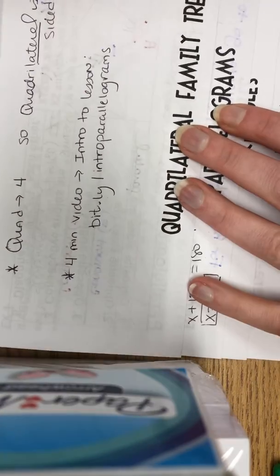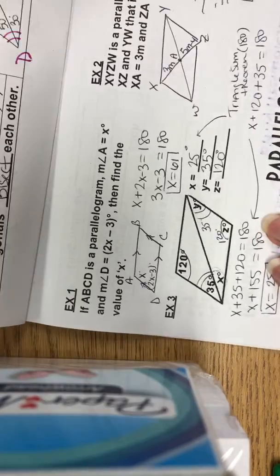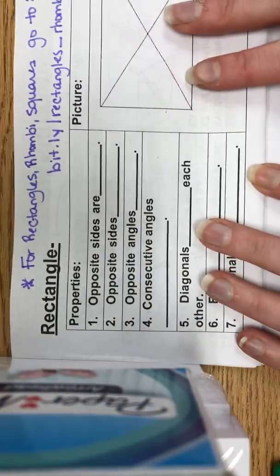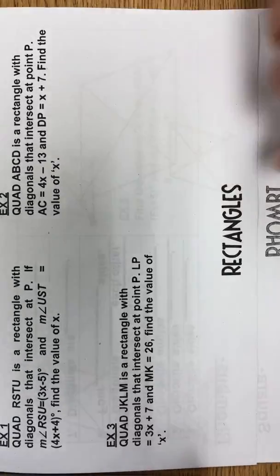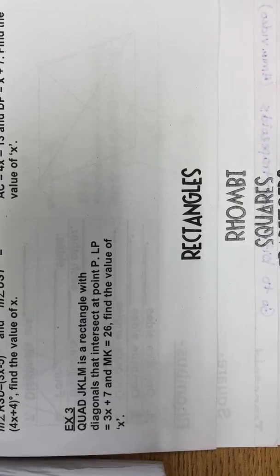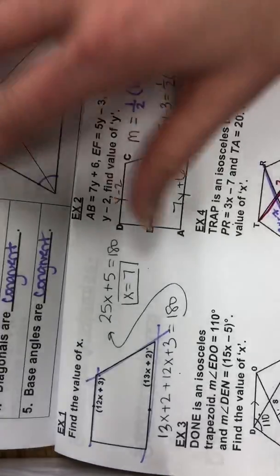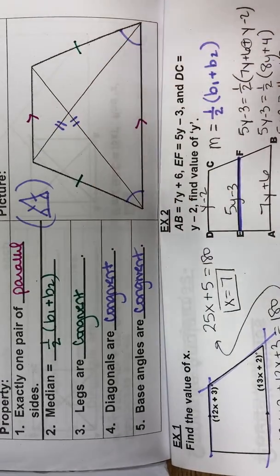All right, so at this point you should have filled out the quadrilateral introduction. We talked about parallelograms. Then you went to the video, this bit.ly link, where you filled out rectangles, rhombus, and squares. And we have now gone over trapezoids. So your homework is on the board. Make sure you use your time wisely. This homework will be due next class.